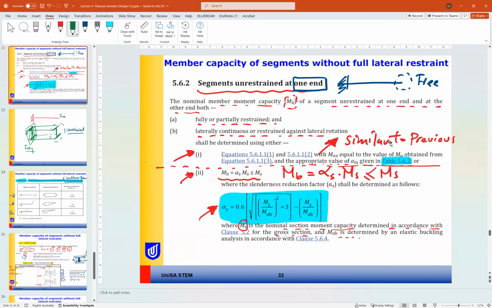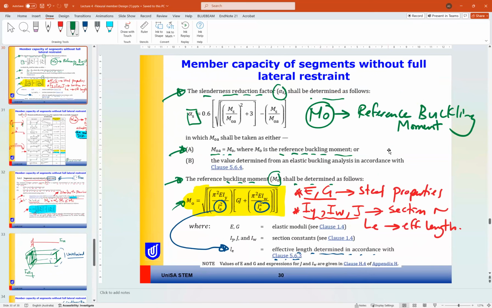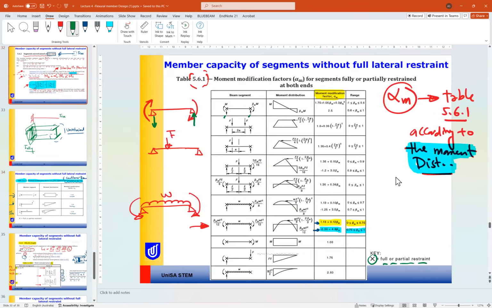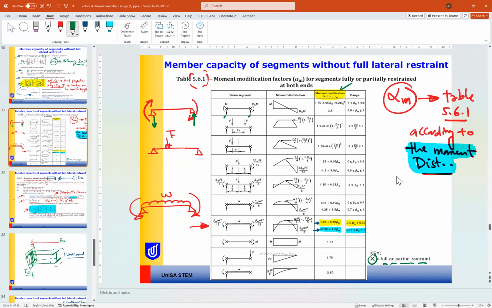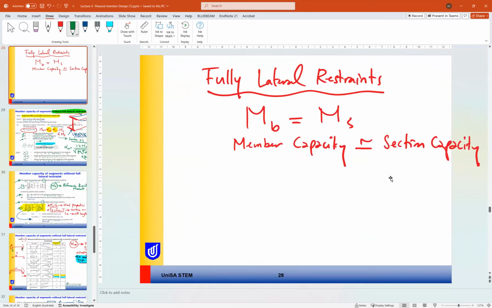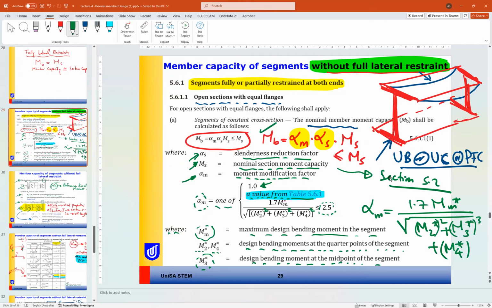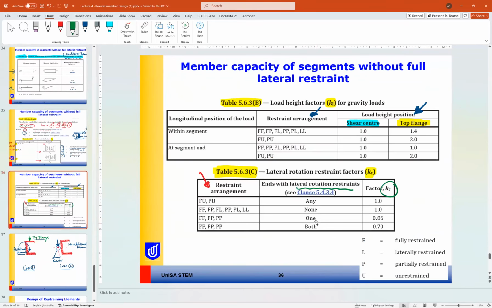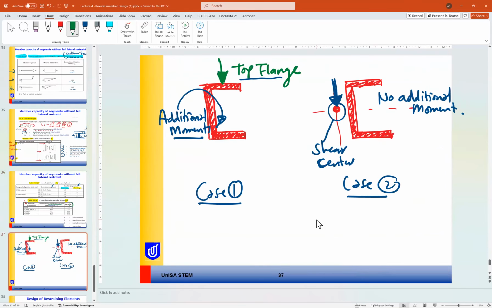If you know L effective here, you know M naught. If you know M naught, you can find alpha S. And from the table, you already got alpha M. So if we know alpha S and alpha M, we can easily find MB. Okay? So all this explanation is to find alpha M and alpha S. If we know both of them, we can find MB. Okay? Do you have any question, guys?